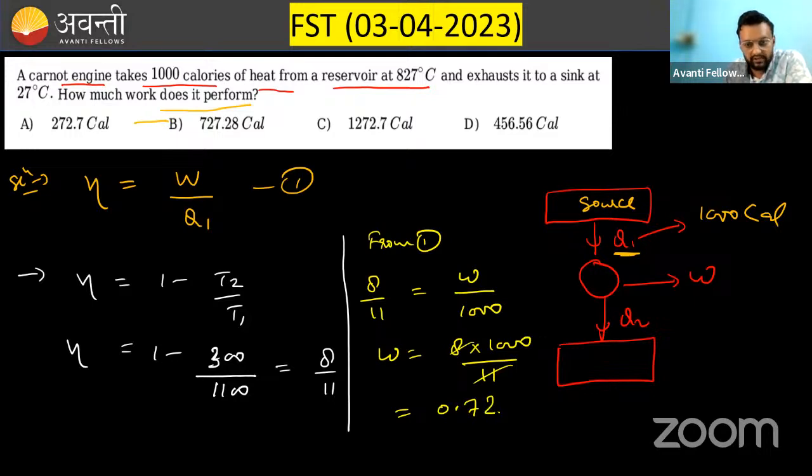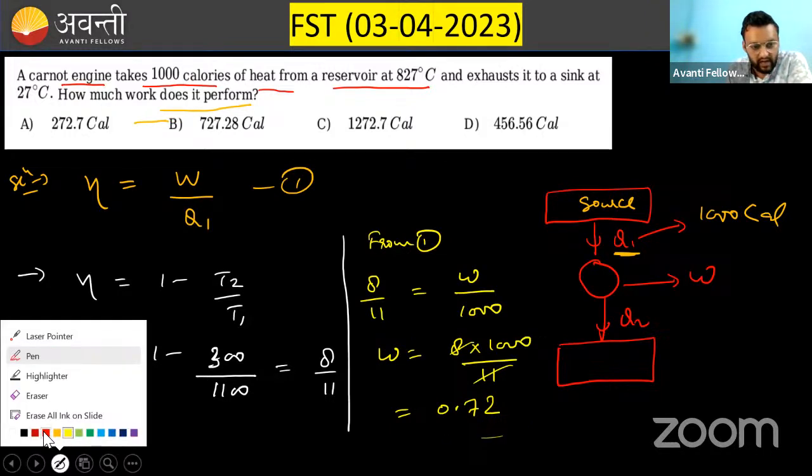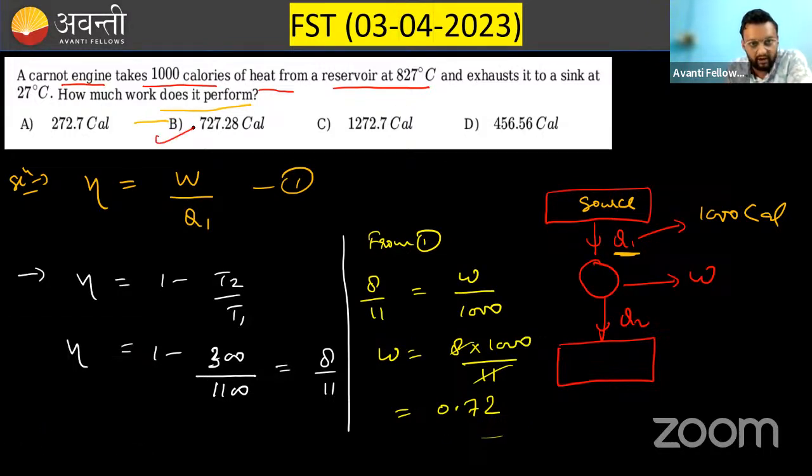If I see the options, I am not going to divide it completely. I can sense the option is B, because after one or two digits you can get that the option is going to be B, 727.28.